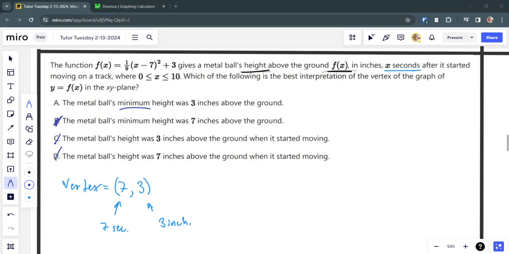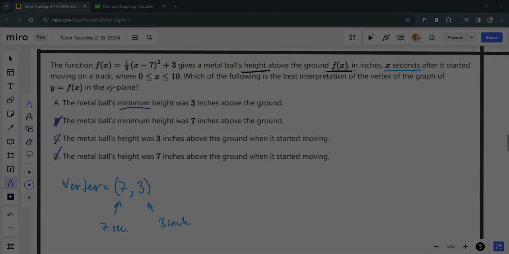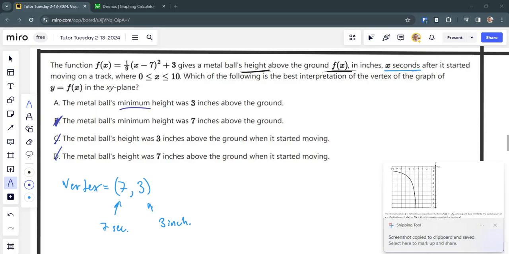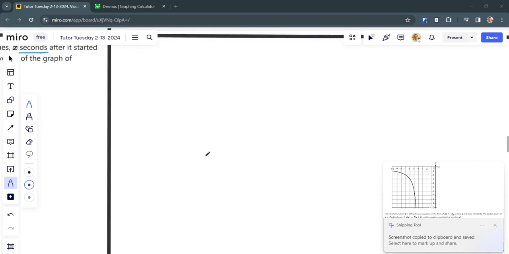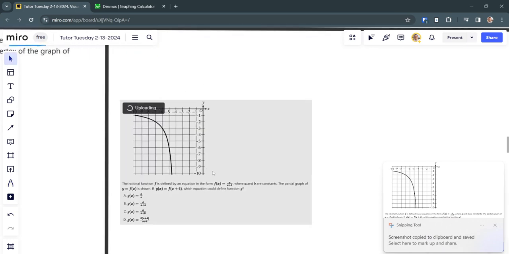Okay. See if I have any other graph-specific questions. Actually, I'm not sure. Okay, no, I found one. This could be an example of an advanced graphing question.